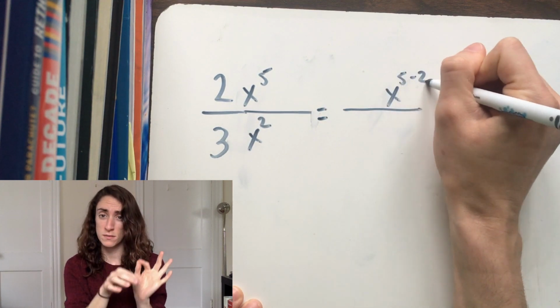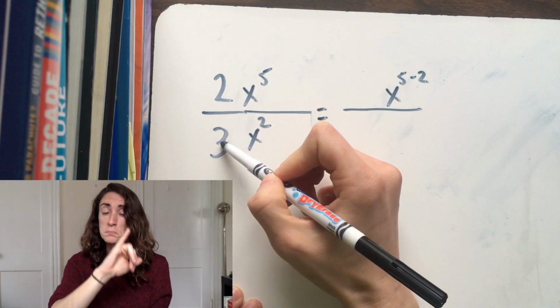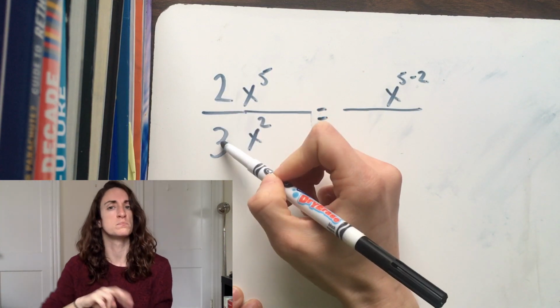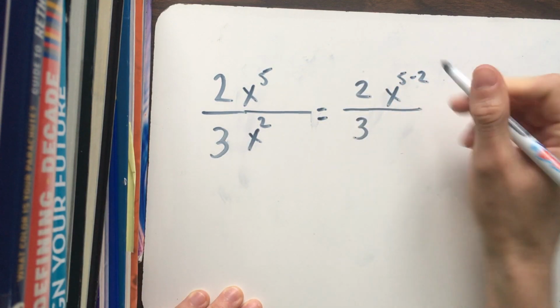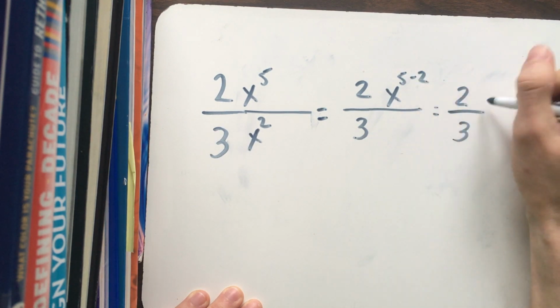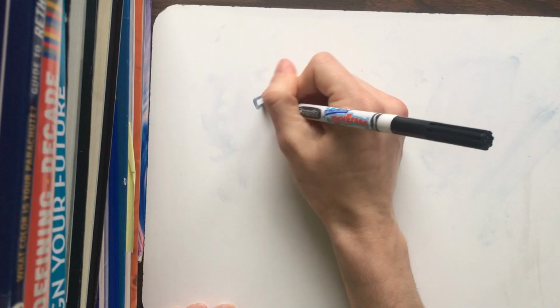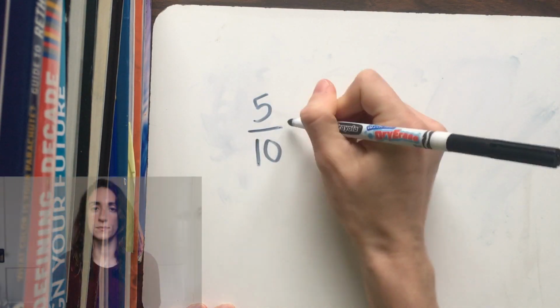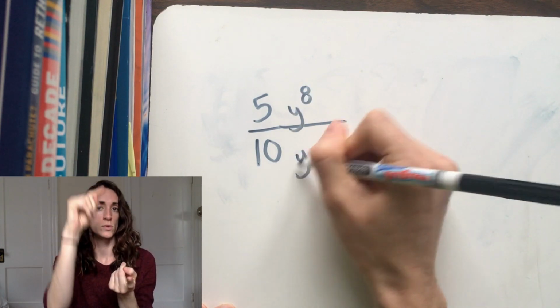Do they have any common factors? Anything that can divide both of them? In this case, no. So they move along to the simplified version of this problem in exactly the same way. 2 in the numerator, 3 in the denominator. If those coefficients do have any common factors, then you're going to want to reduce that.